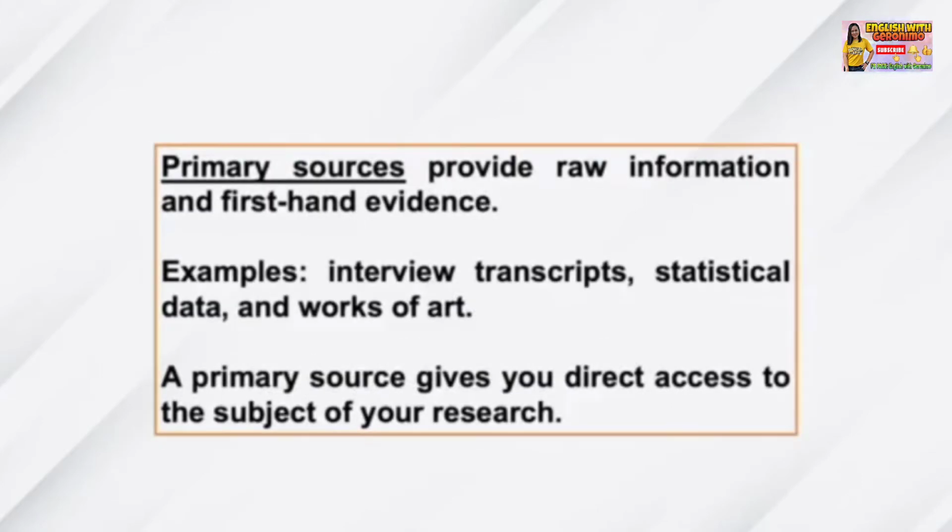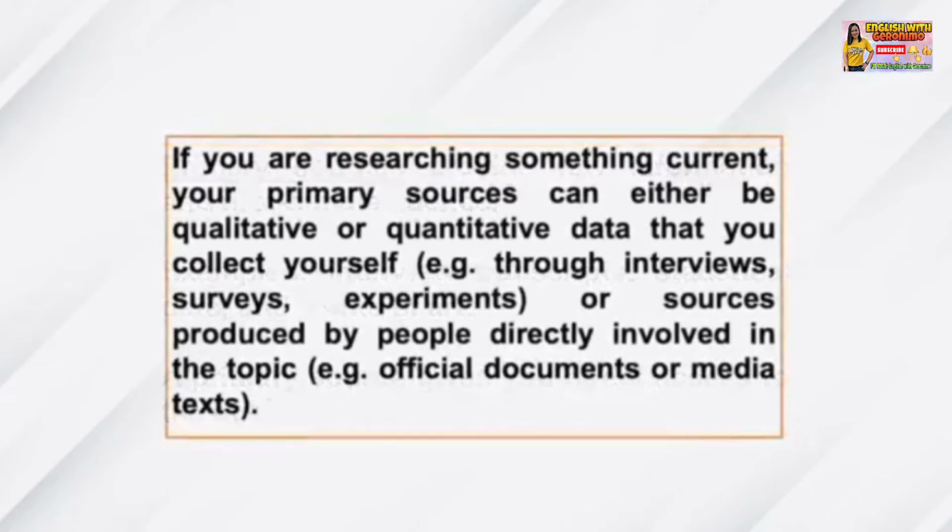Primary sources provide raw information and first-hand evidence. Examples include interview transcripts, statistical data, and works of art. A primary source gives you direct access to the subject of your research. If you are researching something current, your primary sources can either be qualitative or quantitative data that you collect yourself. Examples: interviews, surveys, experiments, or sources produced by people directly involved in the topic. For example, official documents or media texts.